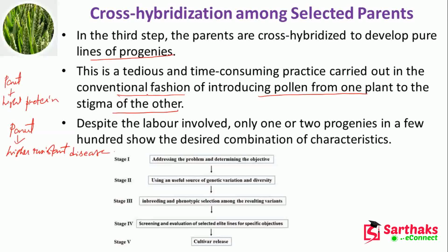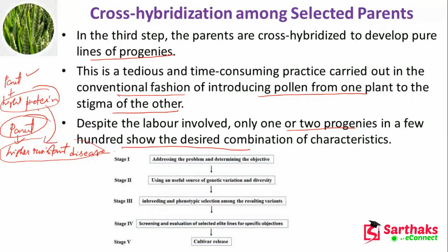So labor is also involved, and only one or two progenies in 200 show the desired combination of characteristics. So I am taking a huge number of plants having the high protein characteristic. I am taking a huge number of plants with high disease resistance. Now suppose you have a single parent plant that has high protein, and another single parent plant that has higher disease resistance. Now we cross these two. So whatever hybrid breed you are getting, in this case it happens that within 200 only one or two progenies have the desired characteristics.